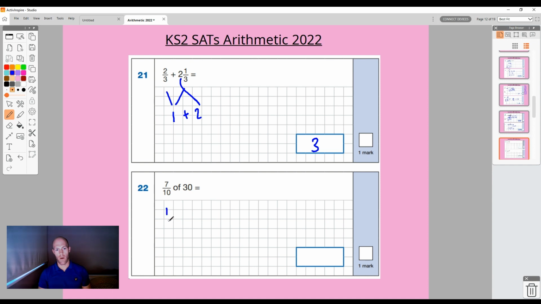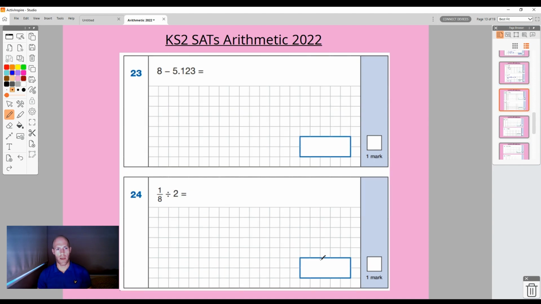7/10 then of 30. Firstly, we need to find one of those. 1/10 of 30, same as 10%, same as dividing by 10. So 1/10 is going to be 3. Multiply that by 7 equals 21.